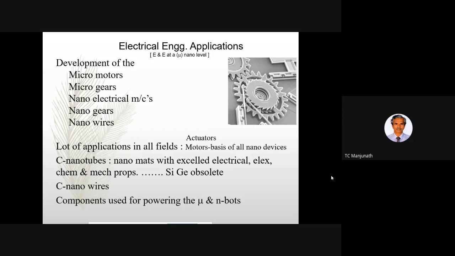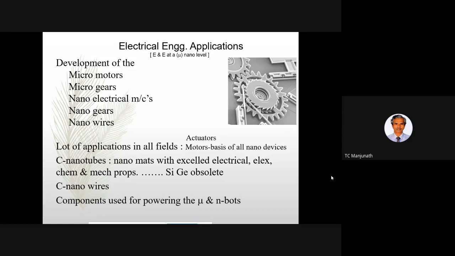Now, carbon nanotube is one such material which is finding a lot of application with respect to electrical, electronic, chemical and mechanical properties. Silicon germanium is becoming obsolete nowadays. That has also led to the design and development of carbon nanotube nano wires. Normally, from the armature or rotor to the particular device, you are using copper wires, right? The problem with copper wires is that losses will be there: I squared R losses, copper losses.